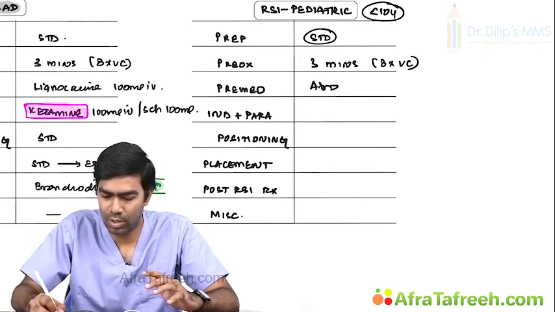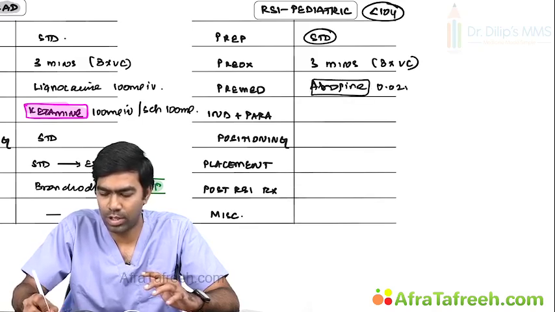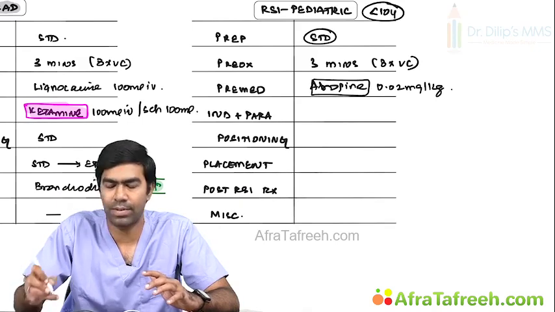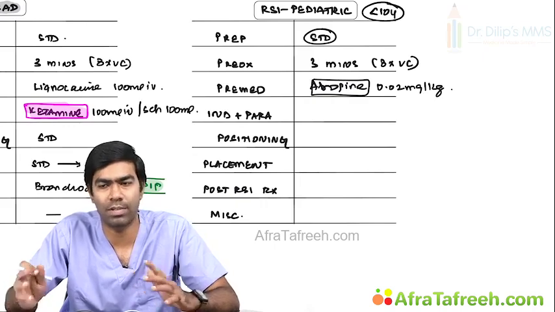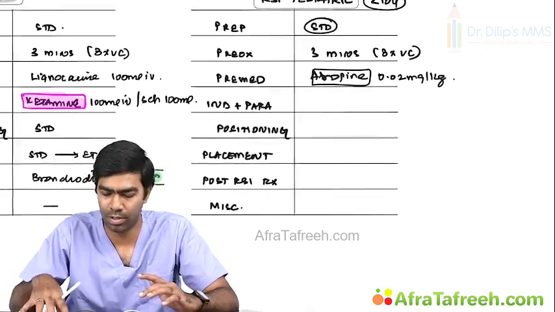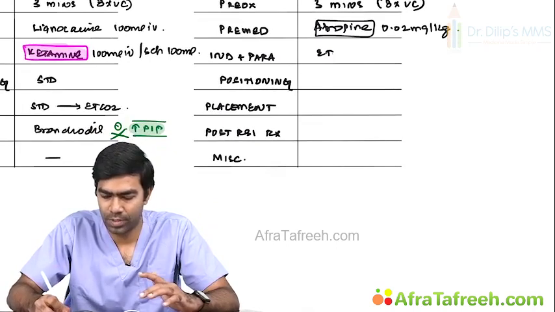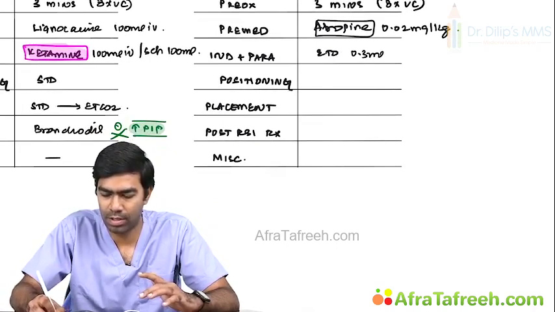Pre-medications, yes, you can use atropine if you want. Standard dose is 0.02 milligram per kilogram IV. Typically, we give 0.3 to 0.6 milligram, that is half cc to 1 cc of atropine. Induction, etomidate 0.3 milligram per kilogram followed by succinylcholine 1.5 milligram per kilogram.